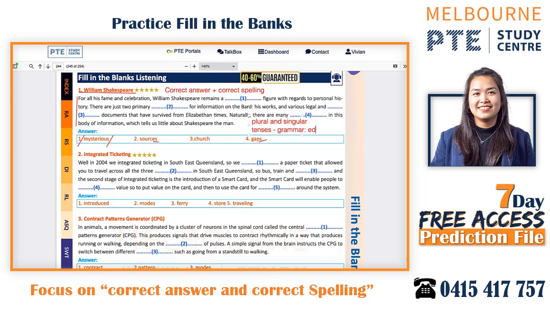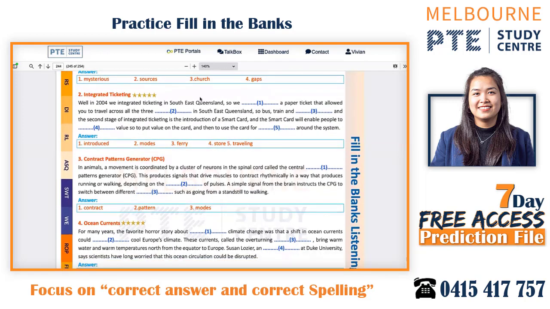Sometimes they pronounce it, but you don't hear the ed sound. So in that case, you need to look at the paragraph and make sure that you know what tense they use in the sentence and the paragraph. Okay, right. So just go through it and remember the spelling, because some of the words' spelling can be tricky.